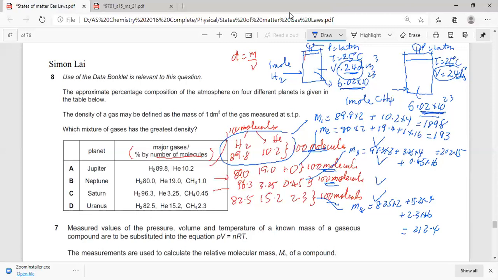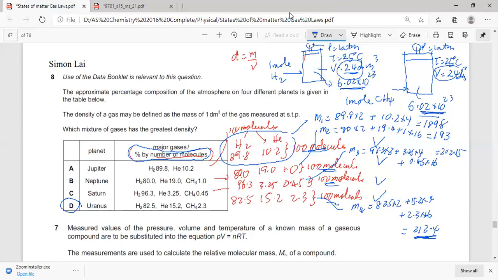So which is the largest mass? Obviously, D. Same volume, the biggest mass, so this is the biggest density. Got it? Easy, is it? So the whole thing lies on A, B, C, and D all containing the same number of molecules. This is the key word here. Otherwise, you will die trying to solve this problem.